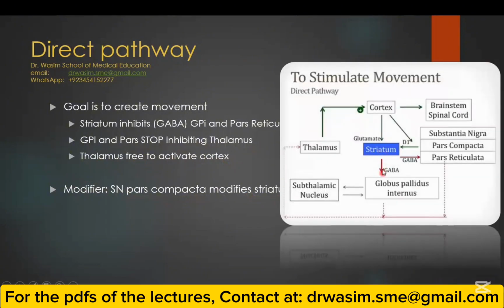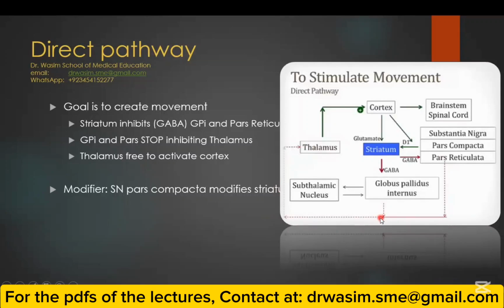This is the striatum. When there is activation of the direct pathway, what will happen? The cortex will stimulate the striatum. In response to the stimulation of the striatum, there will be inhibition of the globus pallidus internus and pars reticulata. When globus pallidus internus and pars reticulata are inhibited, there will be no inhibitory neurotransmitter, and the inhibition of the thalamus will be stopped.